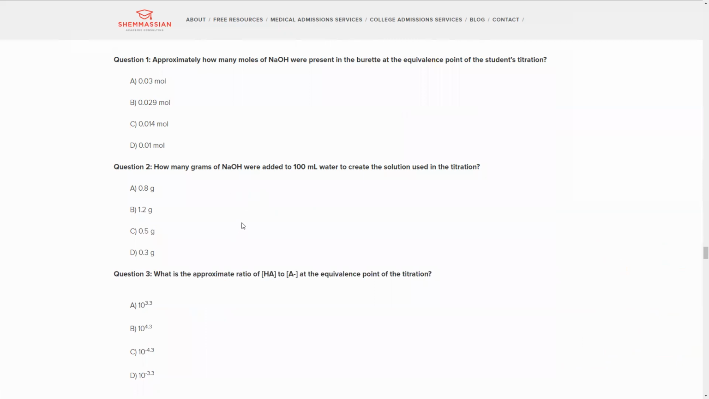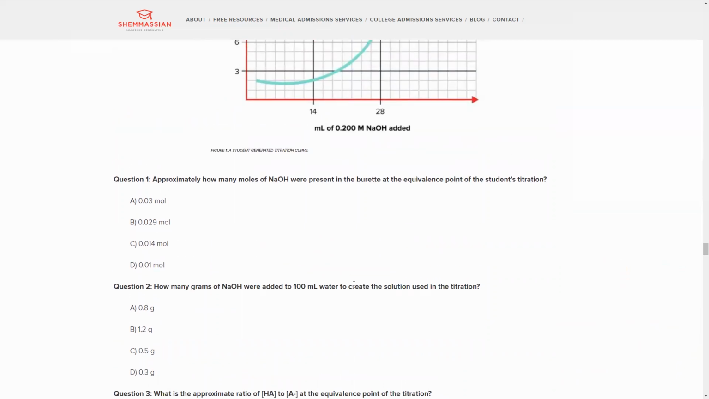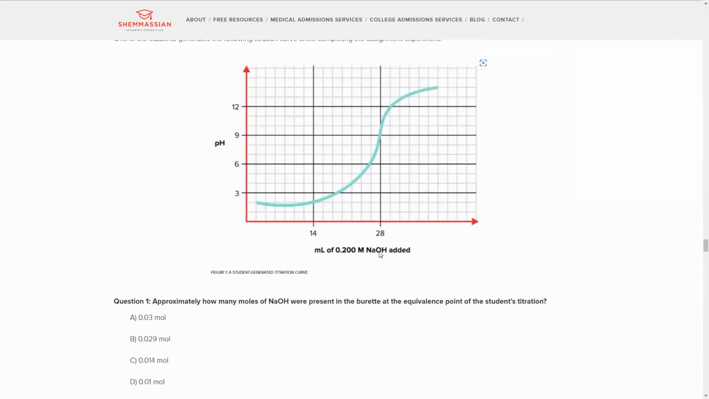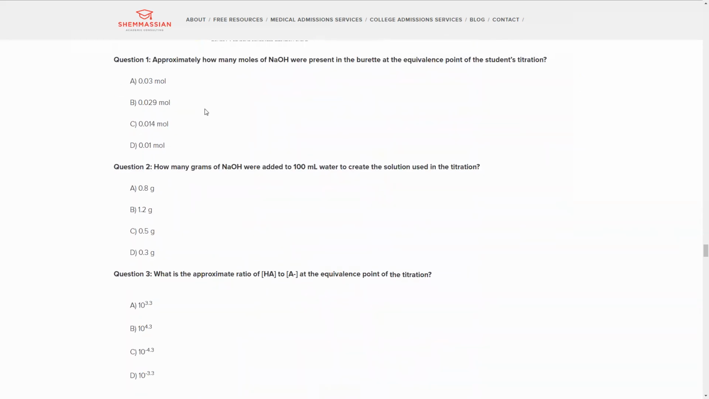Okay, let's check out the next one. How many grams of NaOH were added to 100 milliliters of water to create the solution used in the titration? So what is the solution used in the titration? 0.2 molar NaOH. Let's double check: 100 milliliters of 0.2 molar NaOH, and 100 milliliters of water. So we're dealing with the solution used in the titration.